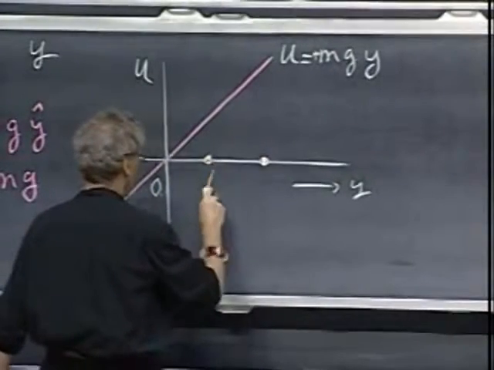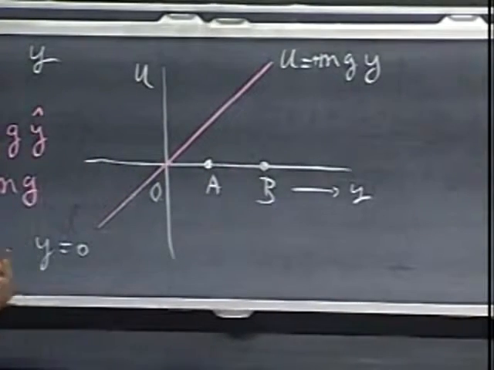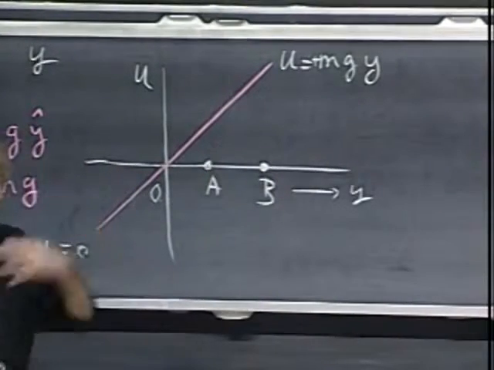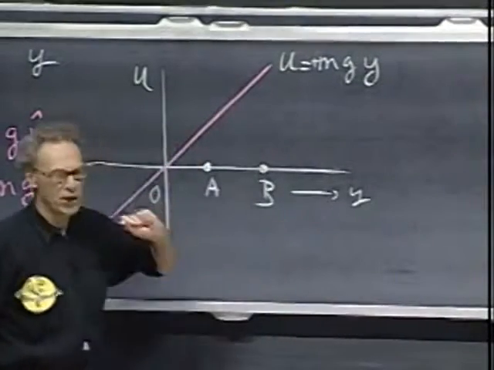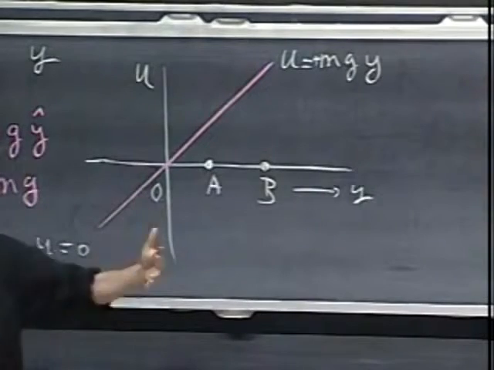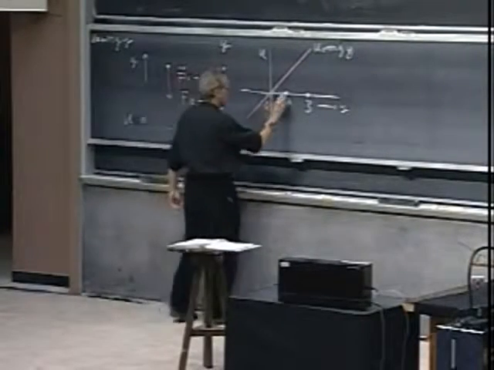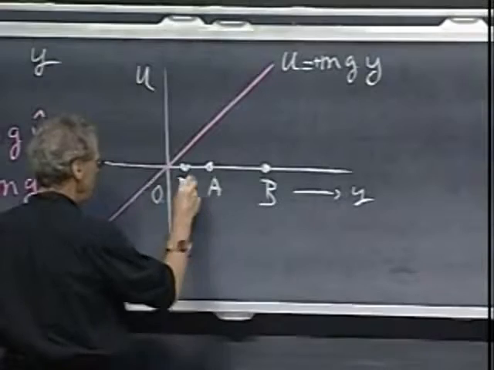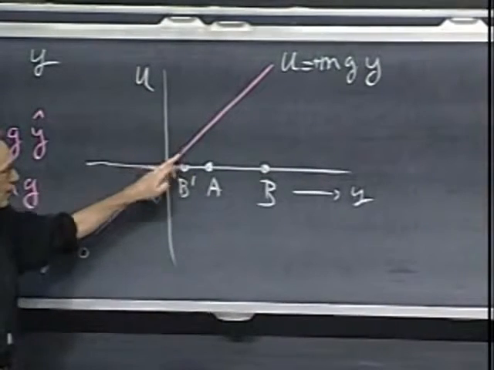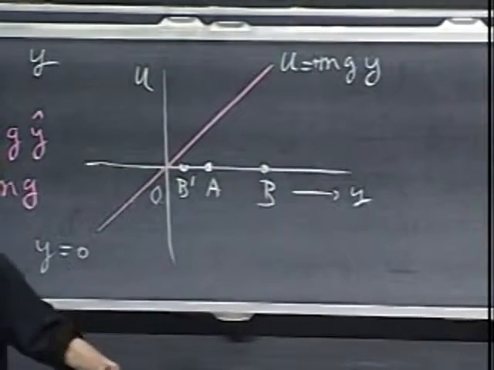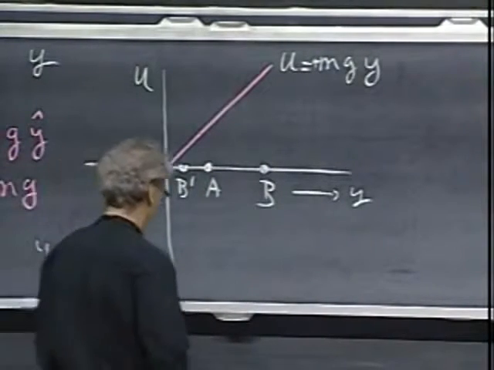If I'm here at point A and I move that object to point B, I have to do positive work. Notice that the gravitational potential energy increases. If I do positive work, gravity is doing negative work. If I go from A to some other point, call it B prime, then I do negative work. Notice the gravitational potential energy goes down. If I do negative work, then gravity is doing positive work.